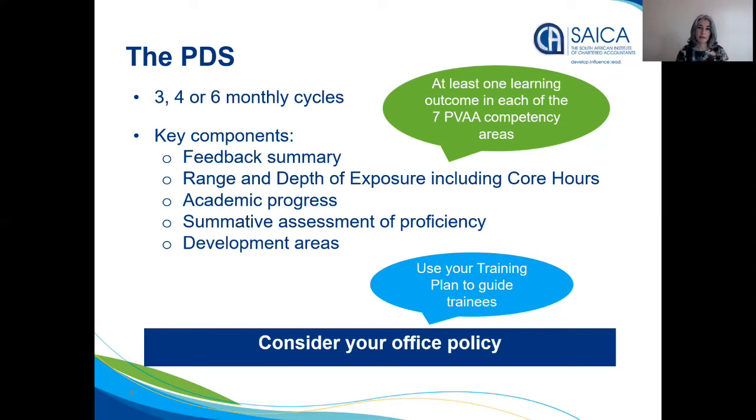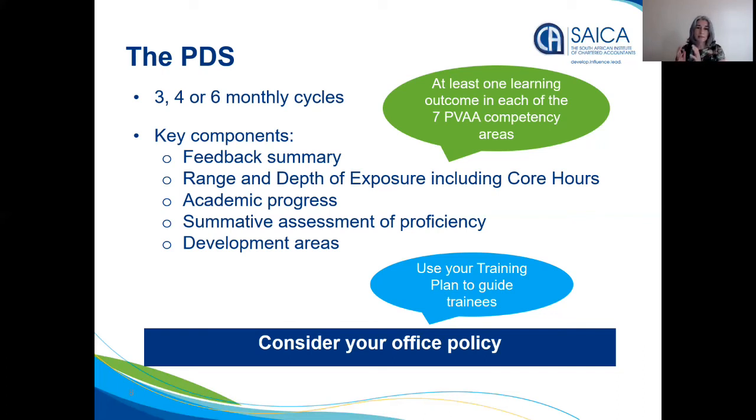What the trainee is also able to do within this area is to request support. Now we're getting to the crux of the PDS and what it's there to do. Once you've moved through the feedback summary, the range and depth of exposure, the academic progress, you come to the summative assessment of proficiency. At this point, all of the information captured in the learning outcome reviews relevant for this PDS cycle will be pulled through into this. And the trainee has an opportunity to provide more information if they want to.